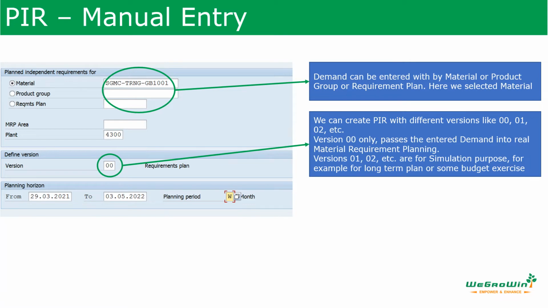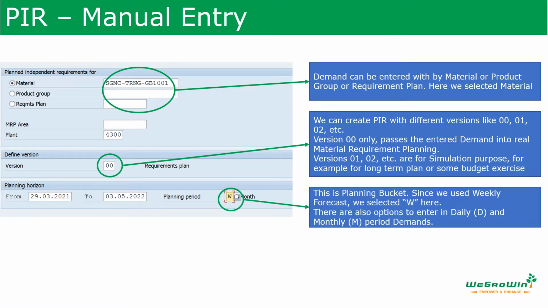And then we can create the PIR with different versions like 00, 01, 02 and so on. But only version 00 will pass as the demand into the real material requirement planning. Versions 01, 02, etc. will be used for simulation purposes. For example, if we want to work on a long-term plan or some budget planning, then we will use the other versions.